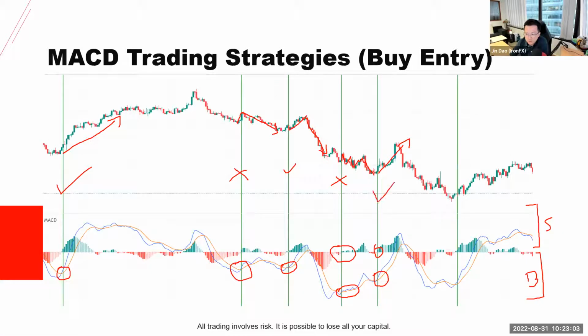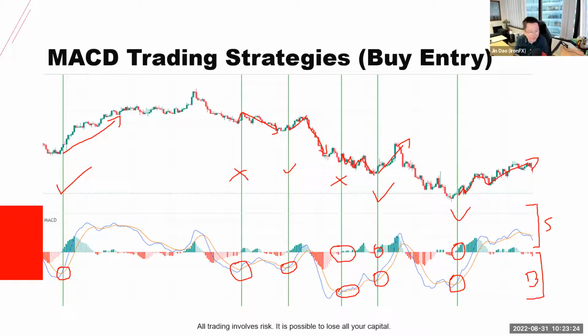All right, so this one works. And then again, at this point, a good crossover here, nice histogram level showing that distance between the MACD line and the signal line. And we actually saw that price zigzagged and moved towards the upside. Okay, so this one works again.